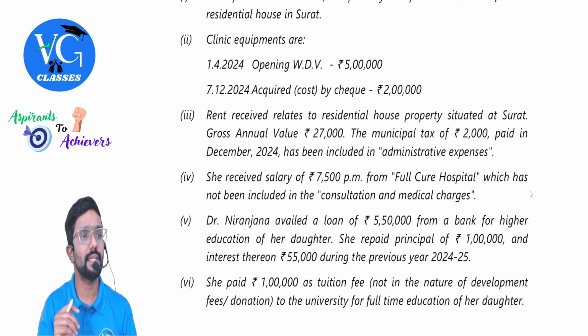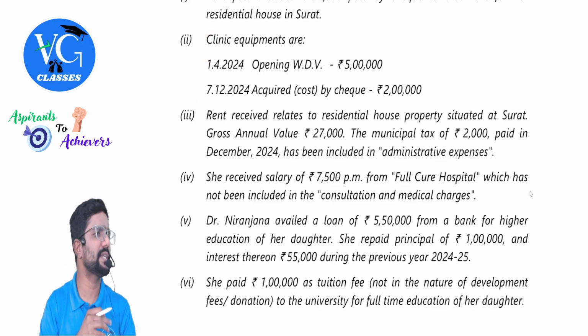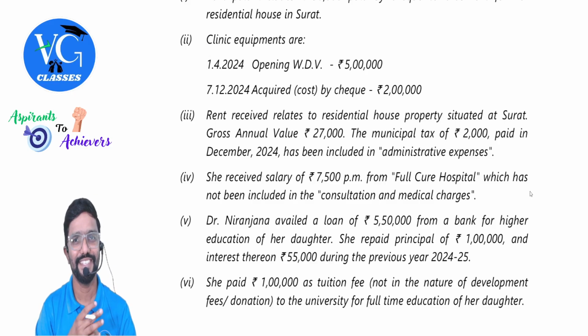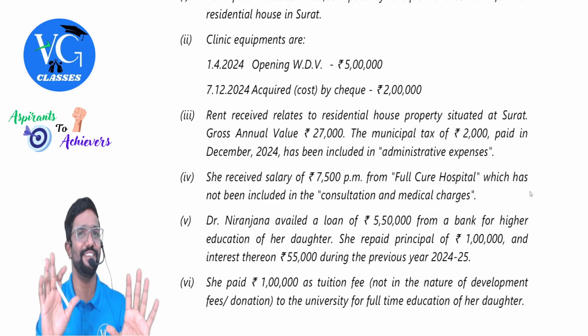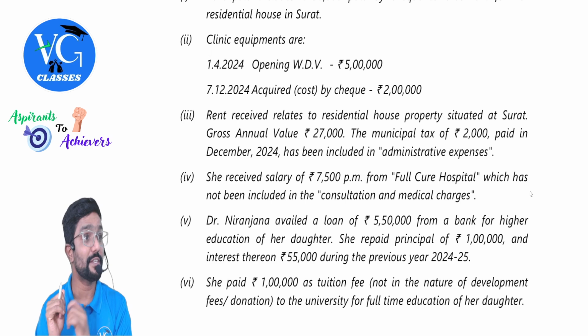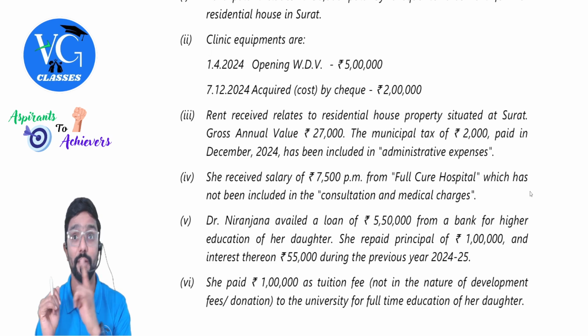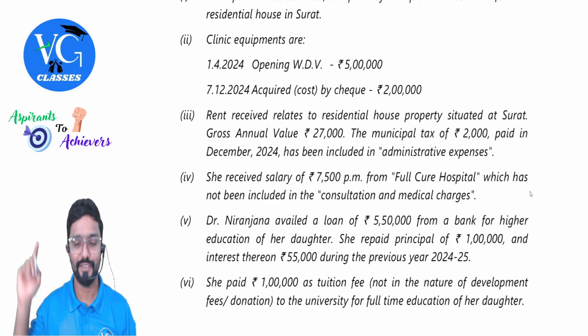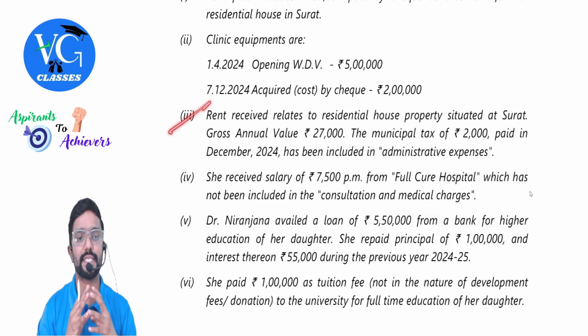Yes, sir. And sir, clinical equipment normally comes under plant and machinery. What is the depreciation rate? 15%. Can we claim additional depreciation? She's a doctor, not a manufacturer. So no, because additional depreciation is allowed only for a manufacturer, and that too for machinery installed in a factory. Okay. Next.